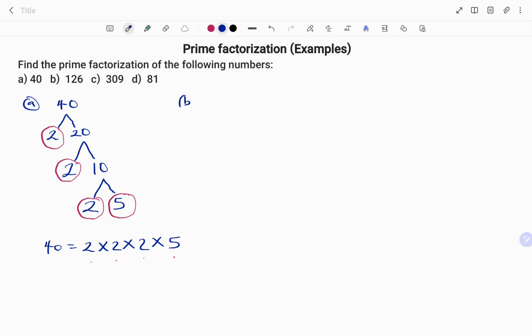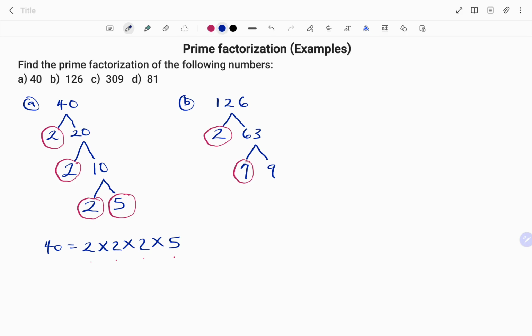I have, find the prime factorization of 126. 126 is an even number, so I can divide by 2 because I know that 2 is a prime number. 2 goes in 126, that's 63. 2 here at the end of the branch is a prime number. I circle it. Then I can break down 63 into the factors of 63. I have 7 times 9 will give me 63. 7 at the end of this branch is a prime number.